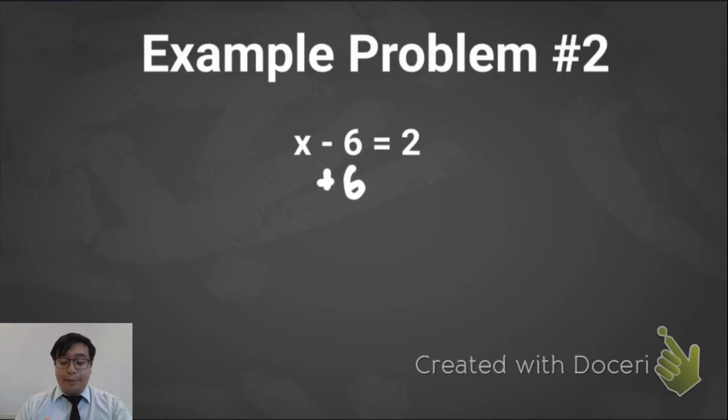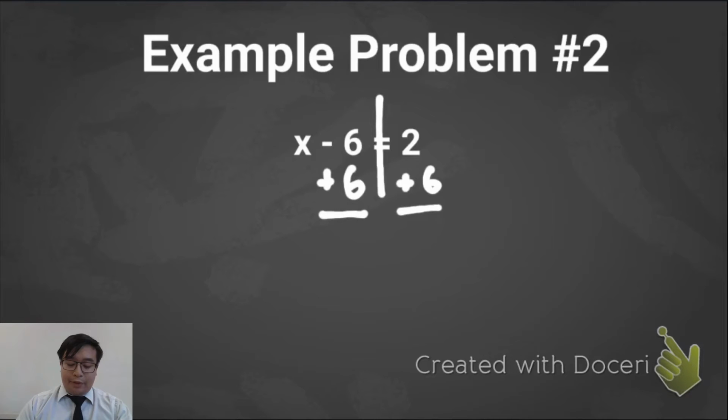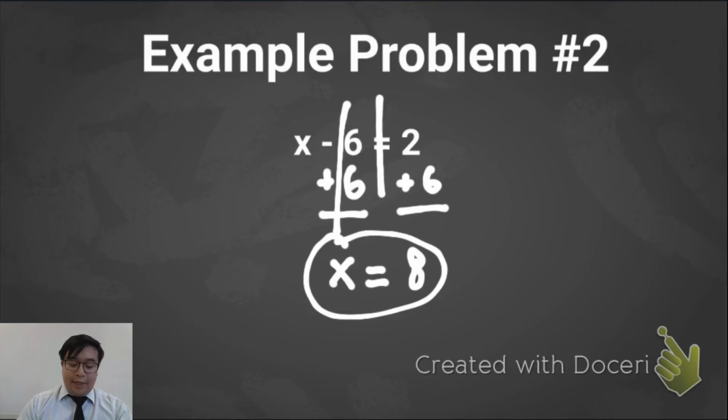Again, in order to keep things balanced, whatever I do to one side of my equation, I need to do to the other. So if there's a plus 6 here, I need to also have a plus 6 on this side of the equation. Now that things are balanced, I'm going to solve this equation. Again, minus 6 and plus 6, those are opposites, so those are going to cancel out. So all I have left is x. And on the right side, I have 2 plus 6, which is going to be 8. So the answer to this is going to be x equals 8.